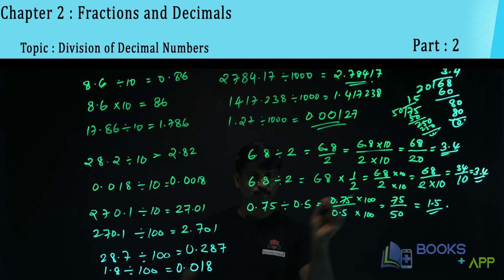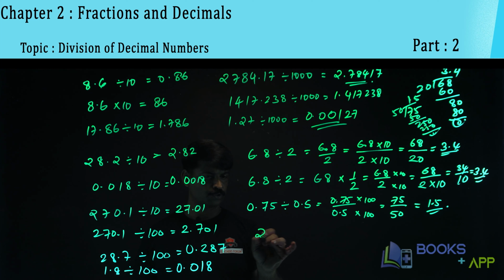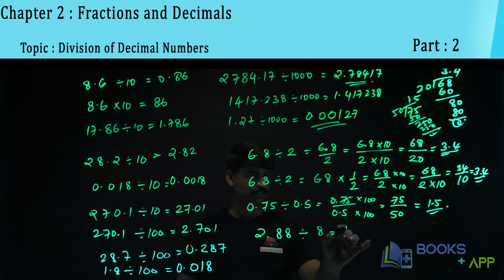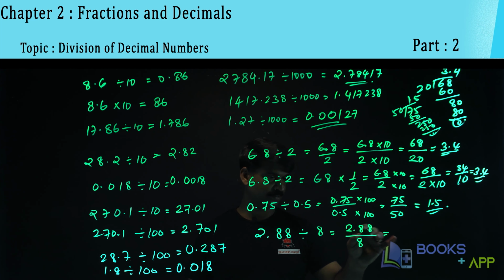Now let us solve one more problem. 2.88 divided by 8. What is the answer? Yes, 2.88 divided by 8. That is equal to... You should multiply the numerator by 100 so that it becomes 288, so the decimal point is removed. With the same 100, you should multiply the denominator. So it becomes 8 into 100.